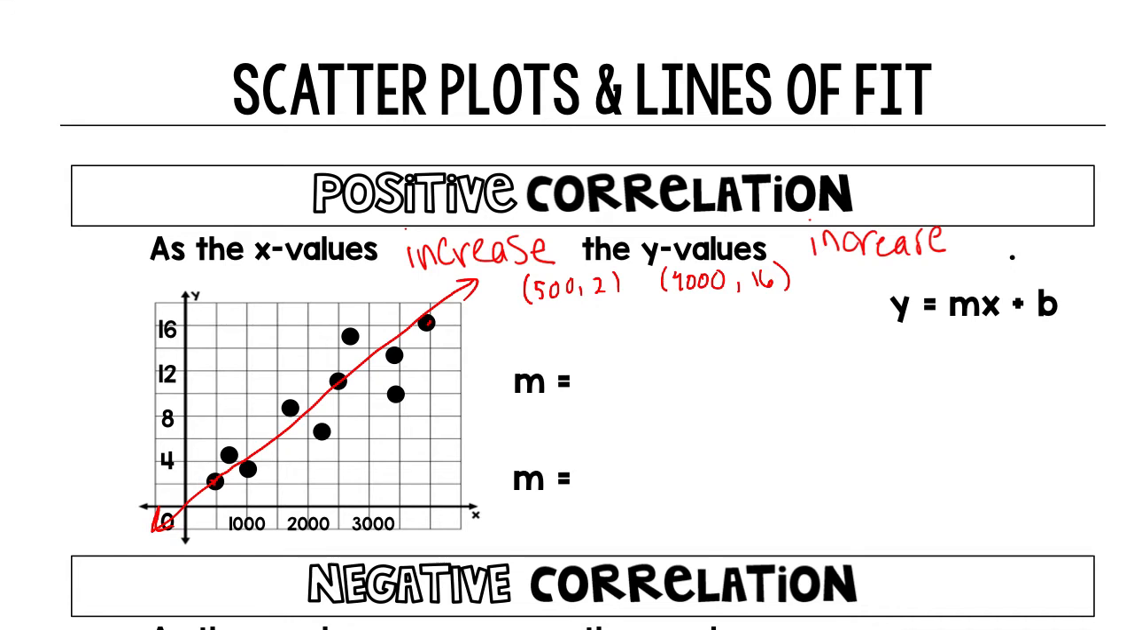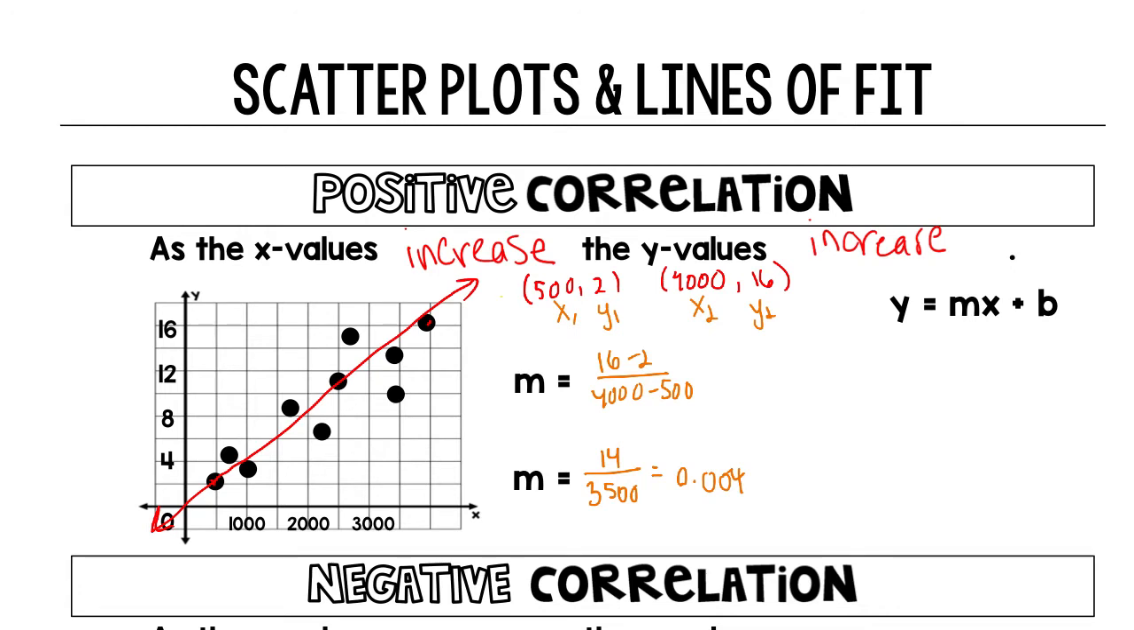Now that we know that, we can find the slope. If we label these x1, y1, and x2, y2, we can say that 16 minus 2 over 4,000 minus 500 is the slope. Well, 16 minus 2 is 14, and 4,000 minus 500 is 3,500. It's such a big number that I want a decimal, so our slope is 0.004.